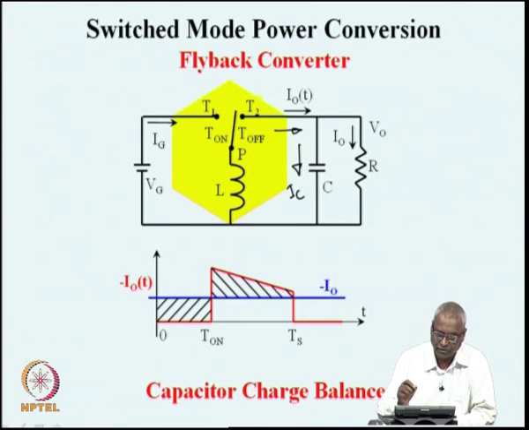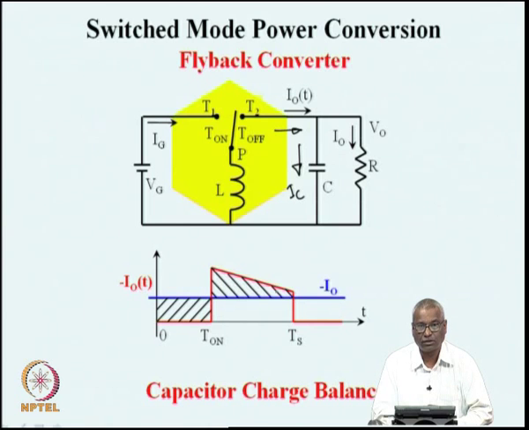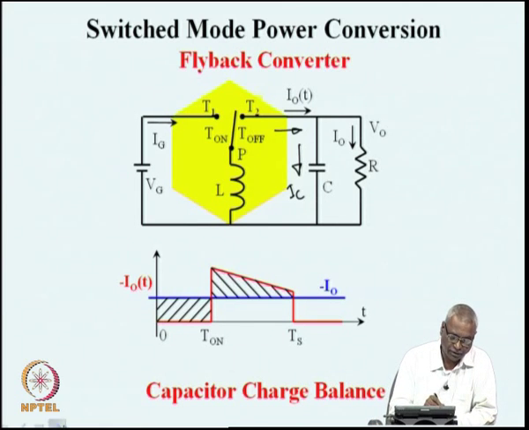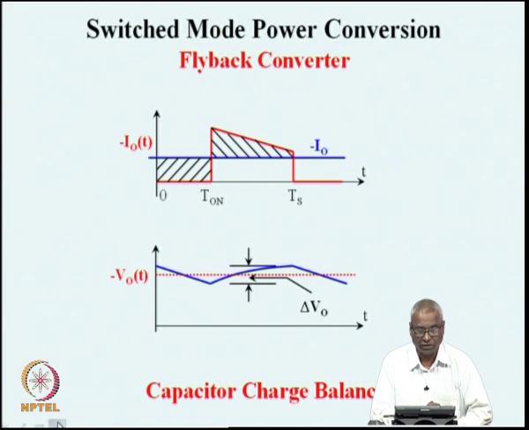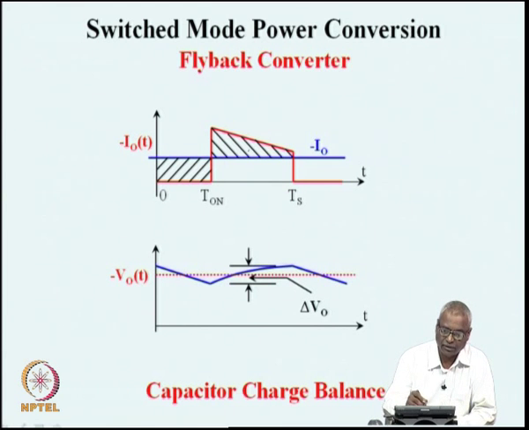So, by integrating this capacitor charge, we will be able to get the voltage ripple on the capacitor, and that integral gives you delta V naught. Delta V naught can be found by finding the hatched region during the off period or the hatched region during the on period. On period current being constant, it is easier to do the integration.